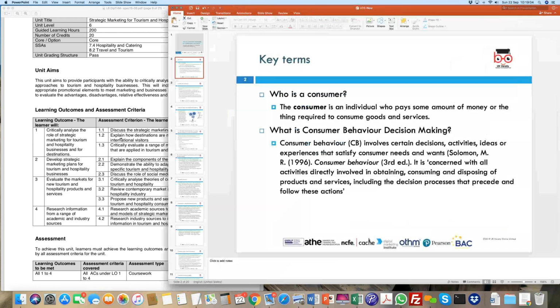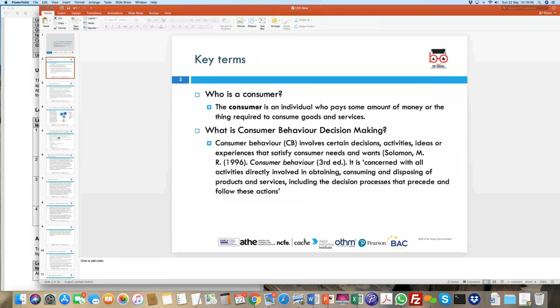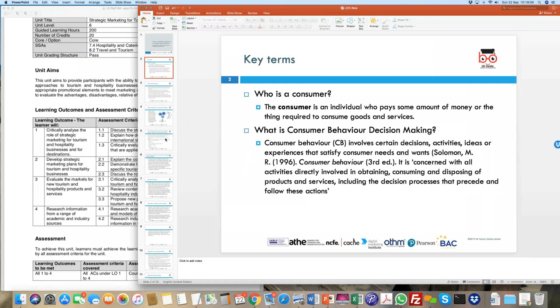So if I make this slightly full page now, let's look at who a consumer is. Now, we talk about customer and we talk about consumer. Do you know the difference between a consumer and a customer? Can you think of a situation when we use the word consumer, and when we use the word customer?